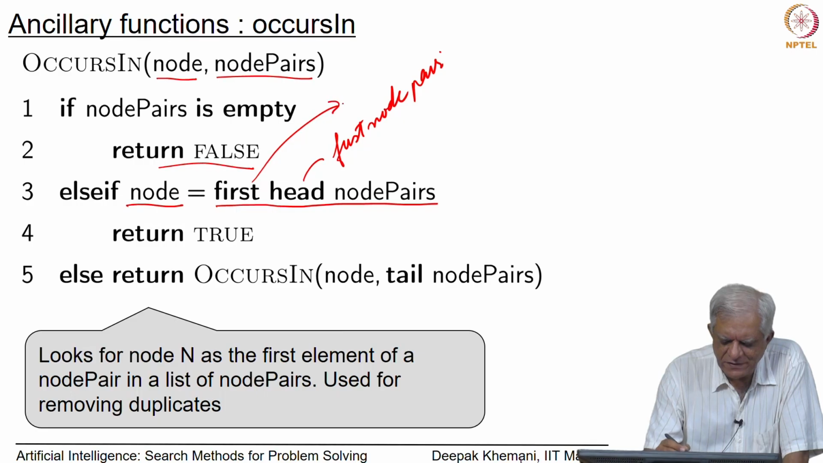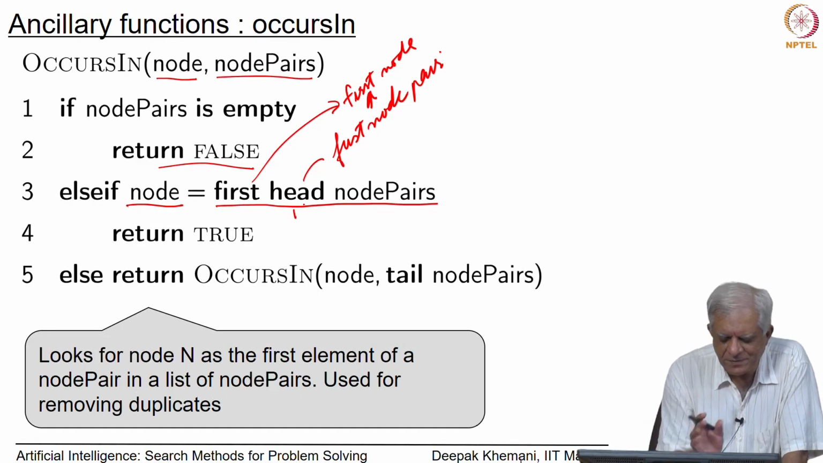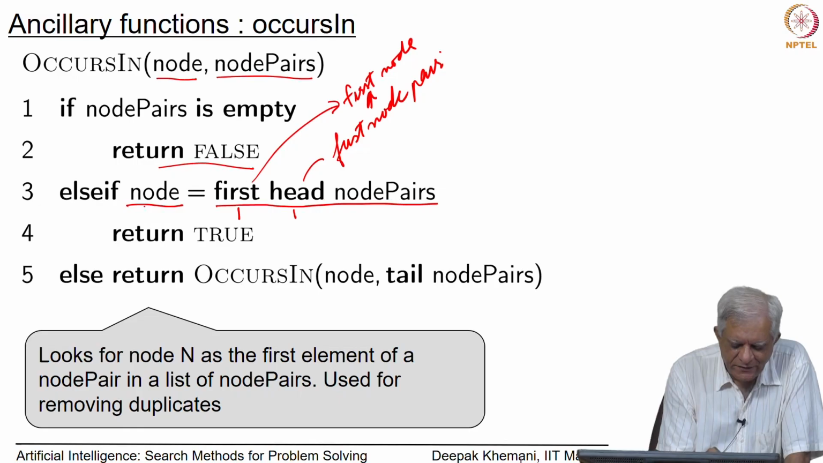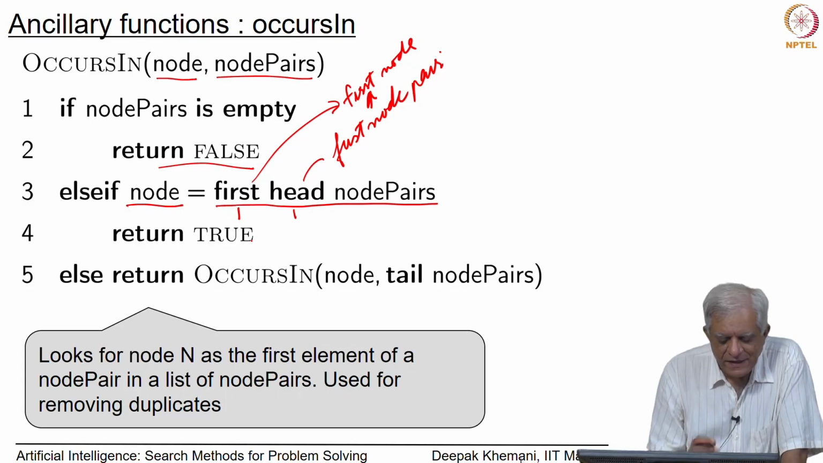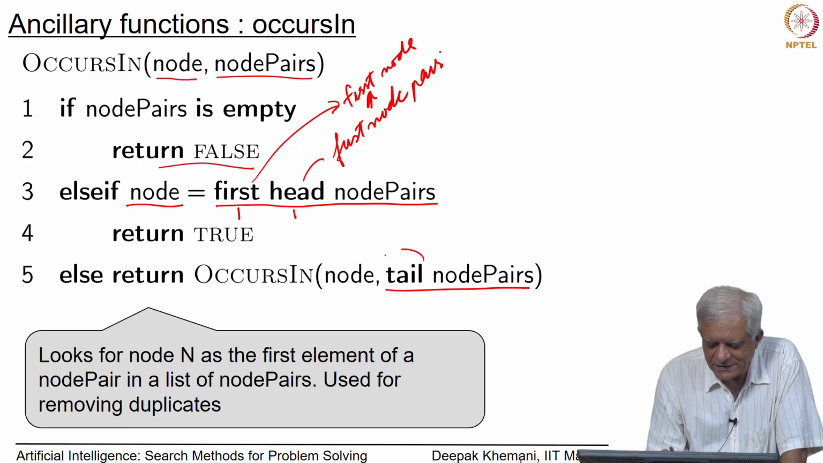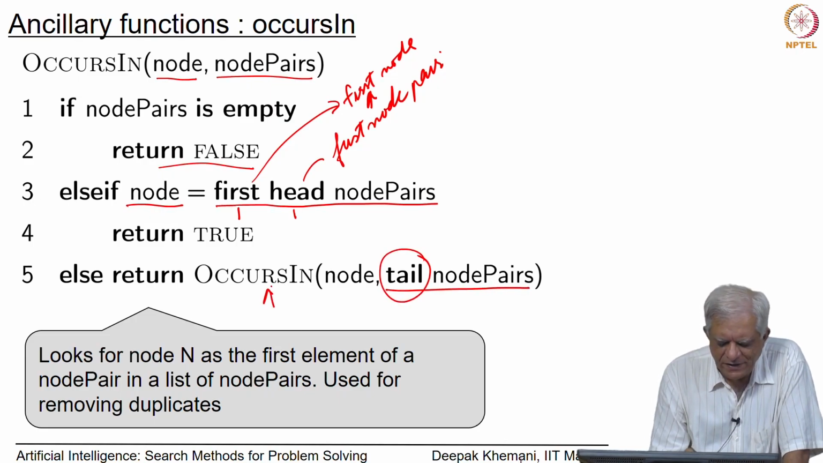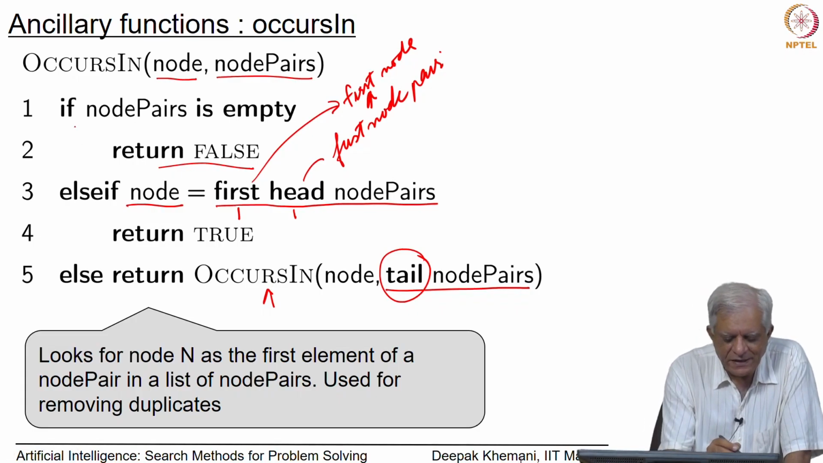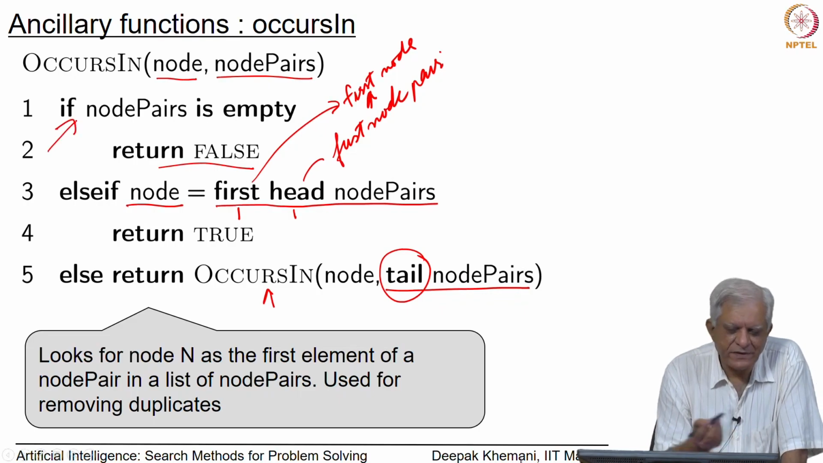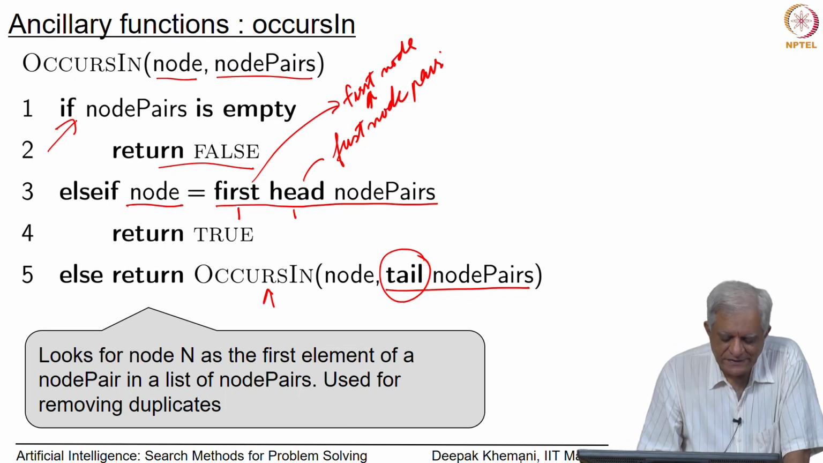and this first will give you the first of this. So, the head takes out the first node pair, and this first looks at the first element of that, and if that element is equal to node, then we can return true that yes, it occurs in that node list that we are looking at. If it does not, then we look into the rest of the node pairs, which is given by the tail of the node pairs, and we use the same occurs in function to check for that. Eventually, it will finish looking at all the node pairs, and it will come back to the base clause, which says that if there are no more node pairs, then the node does not occur inside that.